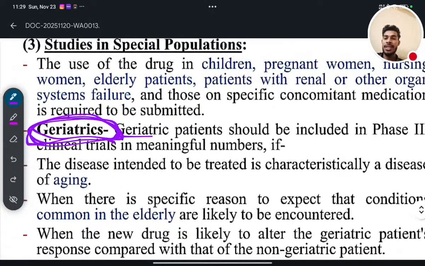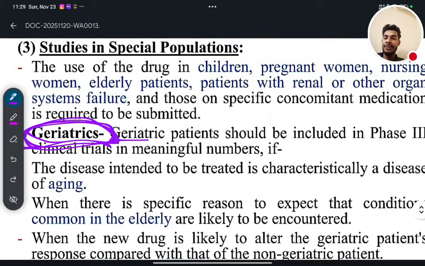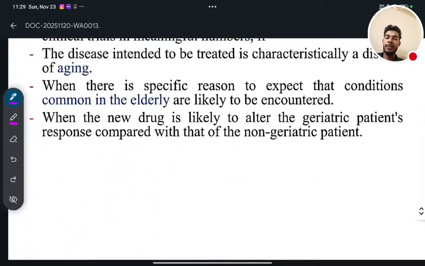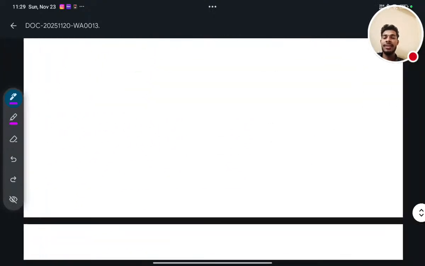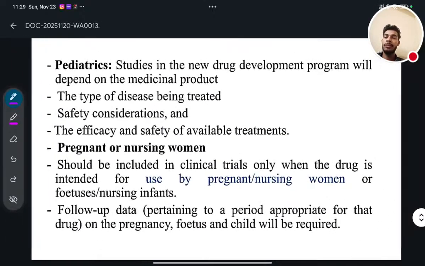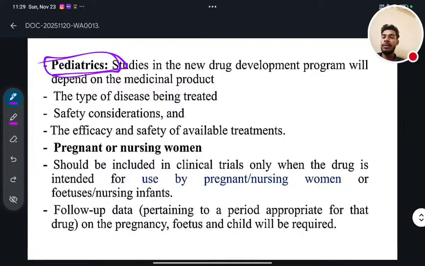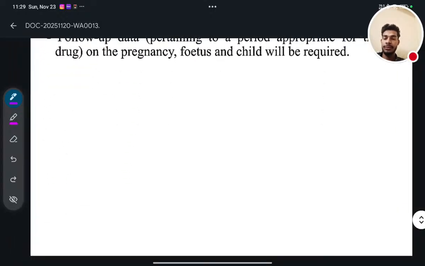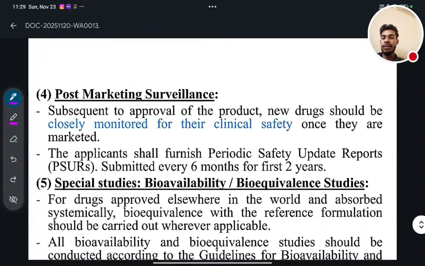Now studies in special populations. So what are the special populations? Geriatrics, the very old people. Pediatrics, the younger people. And also pregnant and nursing women. These are the different populations of people.